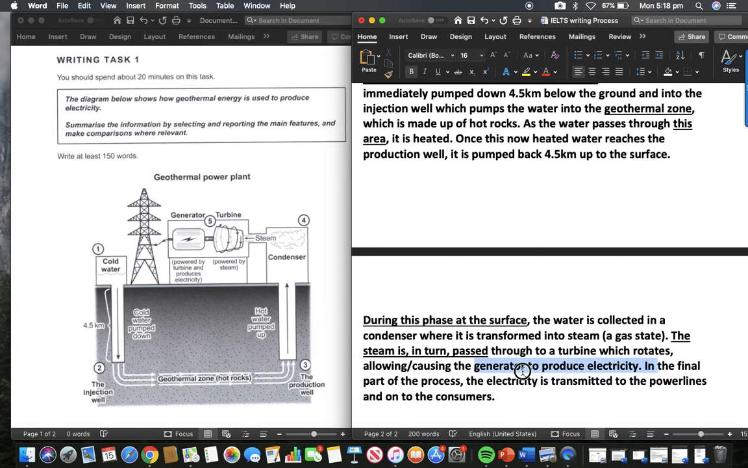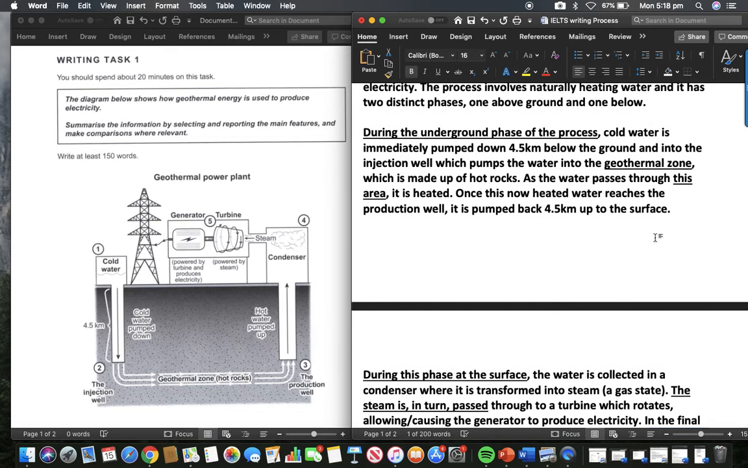In the final part of the process, the electricity is transmitted to the power lines and onto the consumers. So this part here, I've just kind of added in for a bit of decoration. I don't recommend doing that too much, but really that's probably what's going to happen. And power lines, I've used my knowledge of vocabulary to do that.